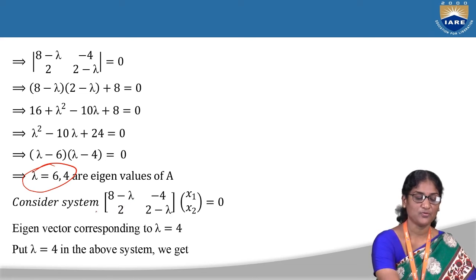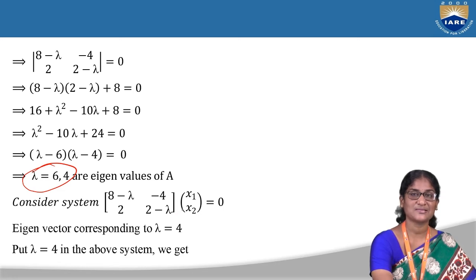Now, let's find out the eigenvector of the matrix. To find the eigenvector, let us consider an eigenvector capital X is equal to x1, x2, that is a column matrix, such that (A minus lambda I) into X is equal to 0. So, for the eigenvalue lambda is equal to 4, put lambda is equal to 4 in the above system.